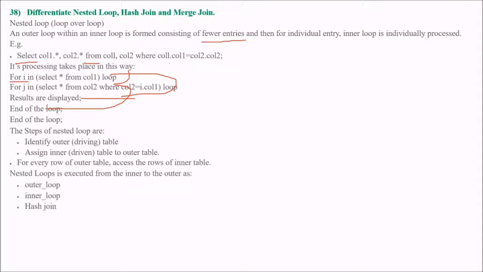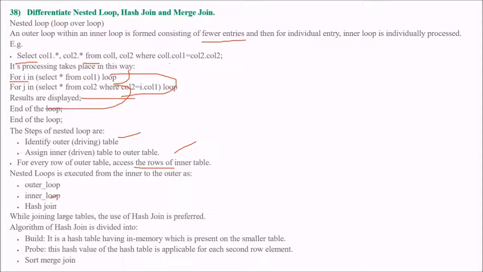So the steps of nested loop are: first you have to identify the outer table, that is the driving table, and then the inner table, that is the driven table. Assign the inner table to the outer table, and for every row of the outer table, it accesses the rows of the inner table. So nested loops is executed from the inner to the outer as outer loop, inner join, and hash join.